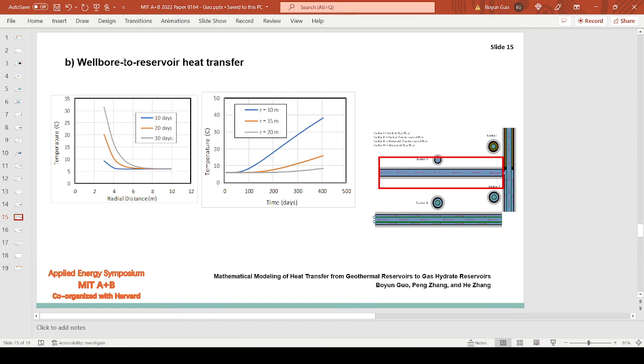We also look at the wellbore to reservoir heat transfer model. The result shows temperature profile as function of radial distance for different times of water injection. As water injection time goes on, the temperature rises near the wellbore quickly. This graph shows the temperature plot versus time for a different location. Again, near the wellbore, the temperature increases quickly.